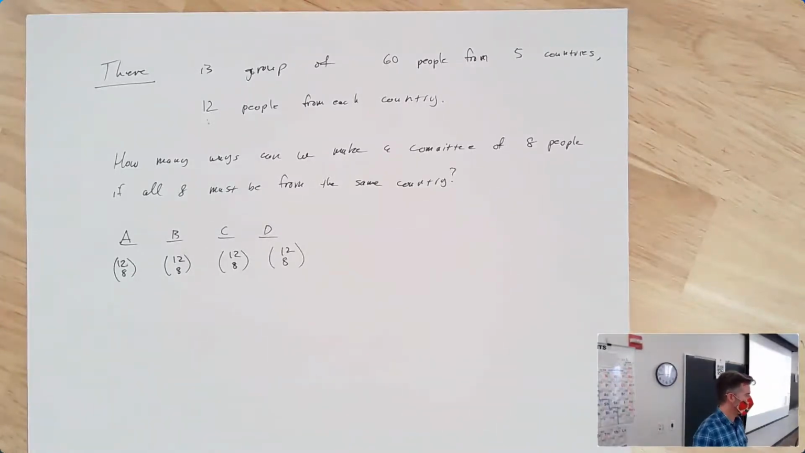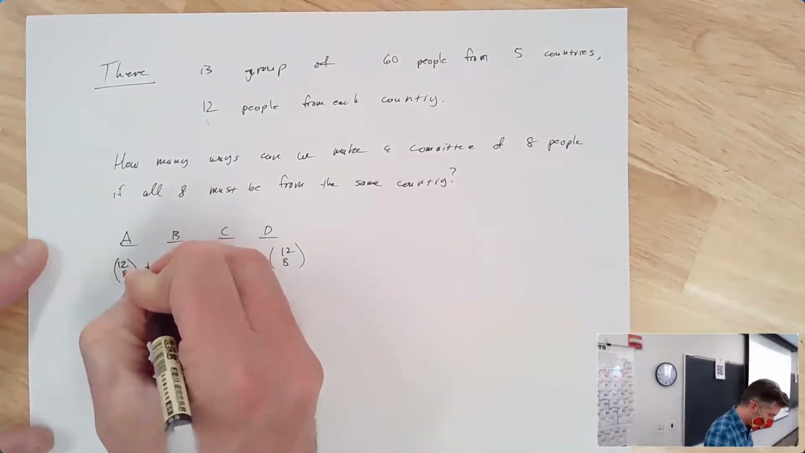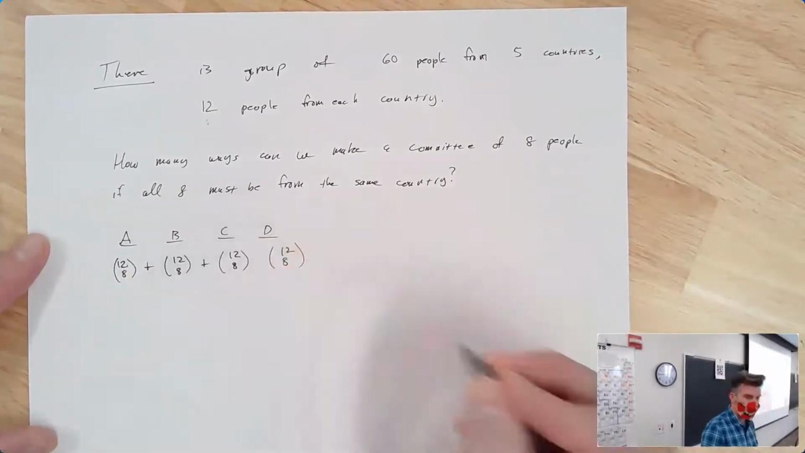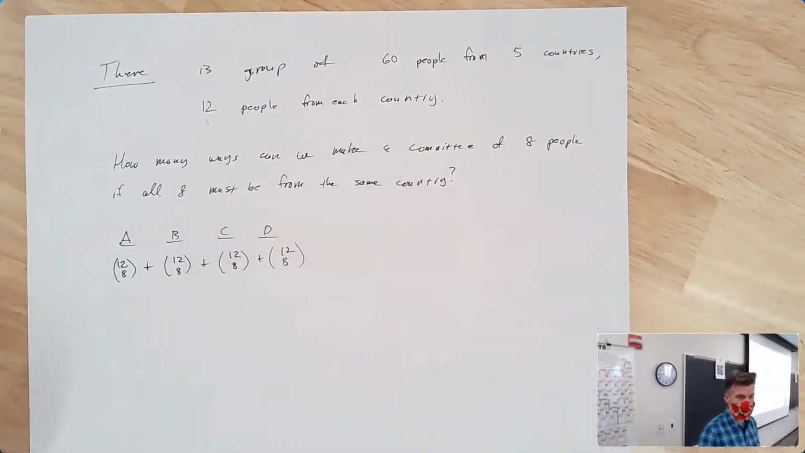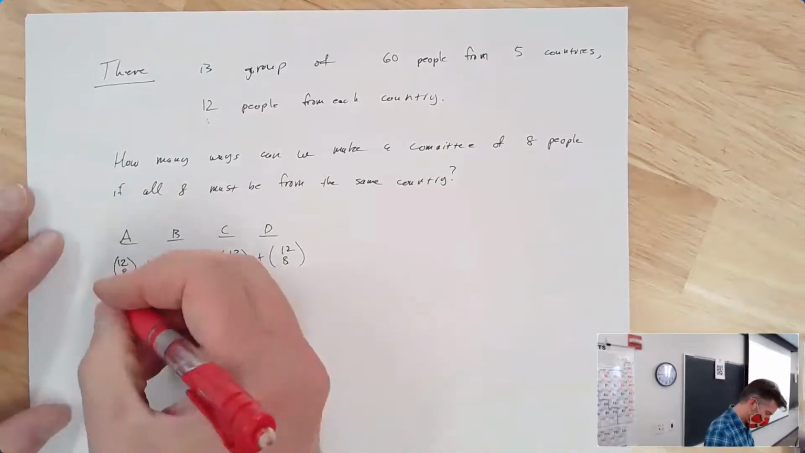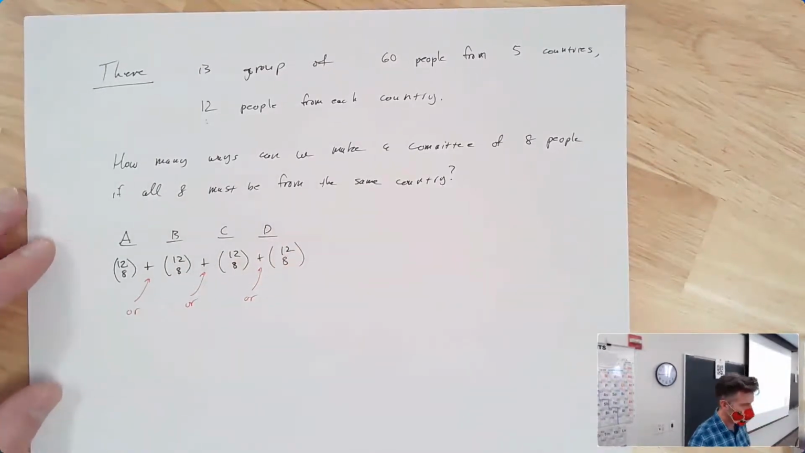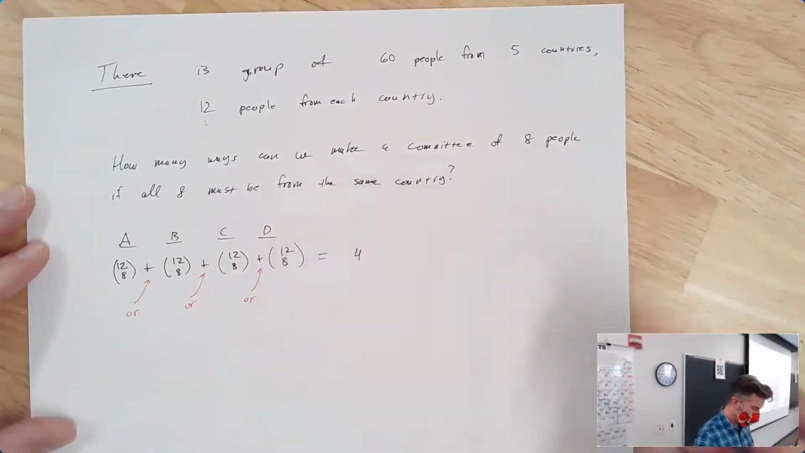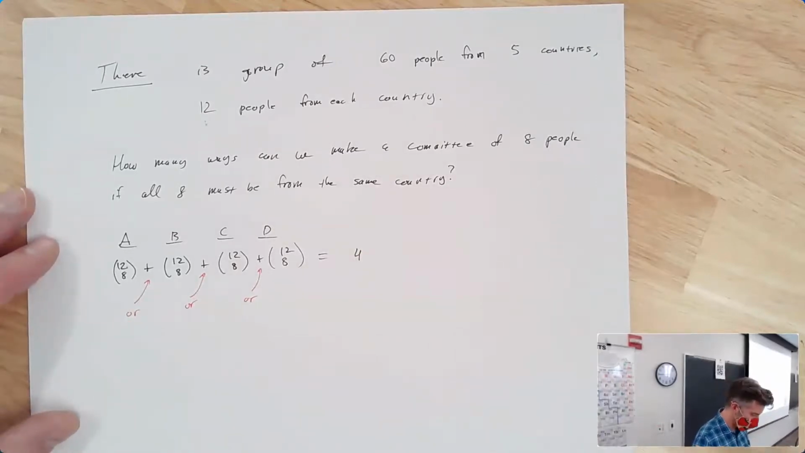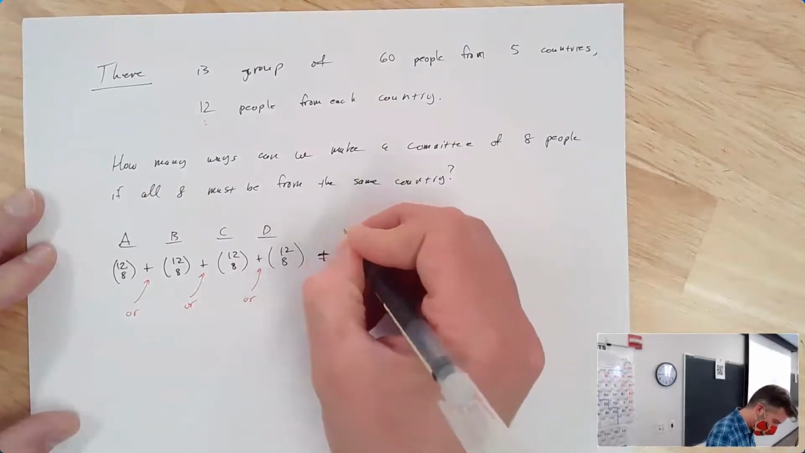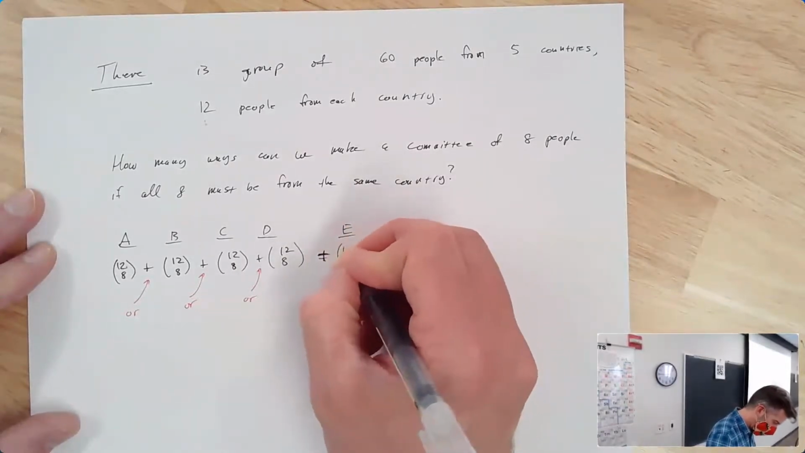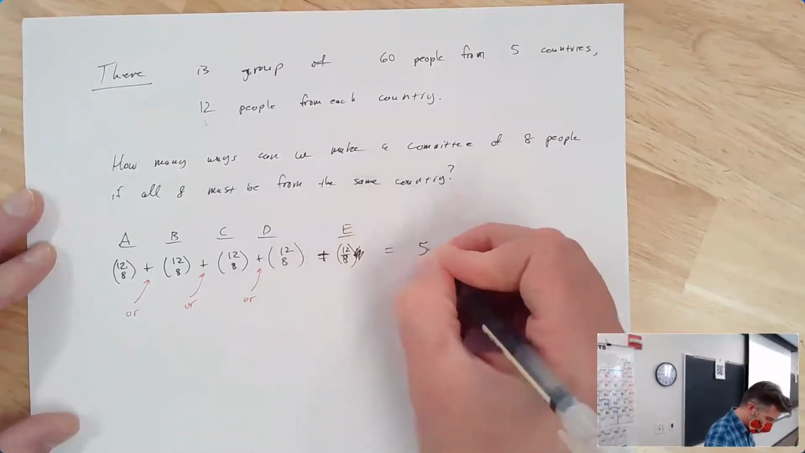We're adding. Why are we adding? Well, I don't want 8 people from country A and 8 people from country B and 8 people from country C and 8 people from country D. I want one or the other or the other or the other. So I want 8 people from country A or 8 from country B or 8 from country C or 8 from country D, which I would then write as... Oops, I missed a country. There are 5 countries, not just 4. Better add on country E here. For country E, there's also 12 choose 8 ways of doing it. So we're going to get 5 times 12 choose 8.